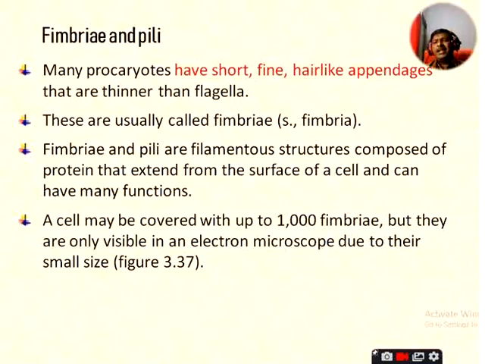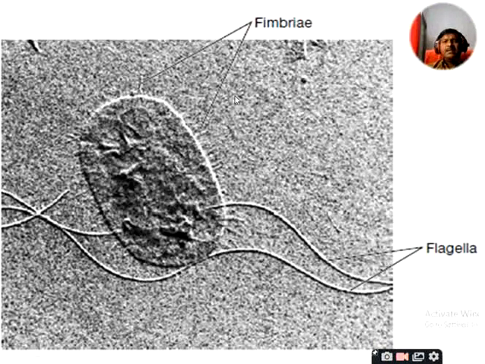Now see, here is a photograph of a bacterial cell, and on that bacterial cell there are small hair-like appendages. These small hair-like appendages are present all over the surface of the bacteria, and they are present in higher number compared to flagella. These Fimbriae are smaller than the flagella, which is clearly visible in this photograph.